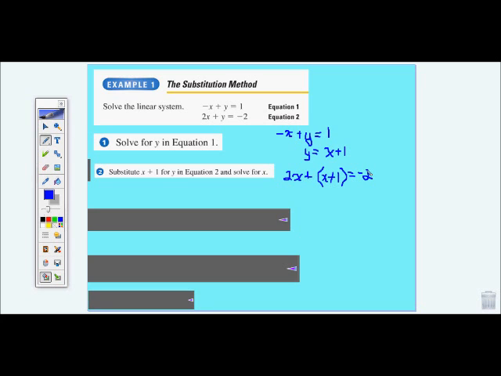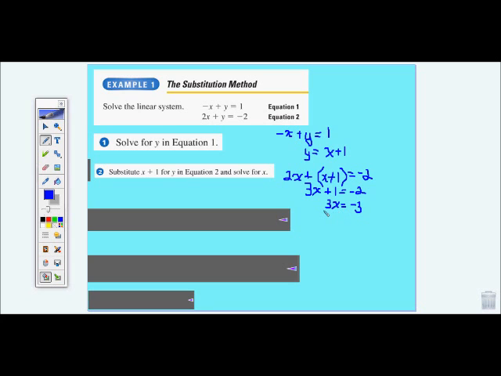And now I can go ahead and solve this time for x. First thing I need to do is put my like terms together. I now have 3 x's, the 2x plus this other positive x, and I have my 1. This is going to equal negative 2. Now I'm going to subtract 1 from both sides, leaving me with 3x equals, and subtracting 1, or combining a negative 1, gives me a negative 3.